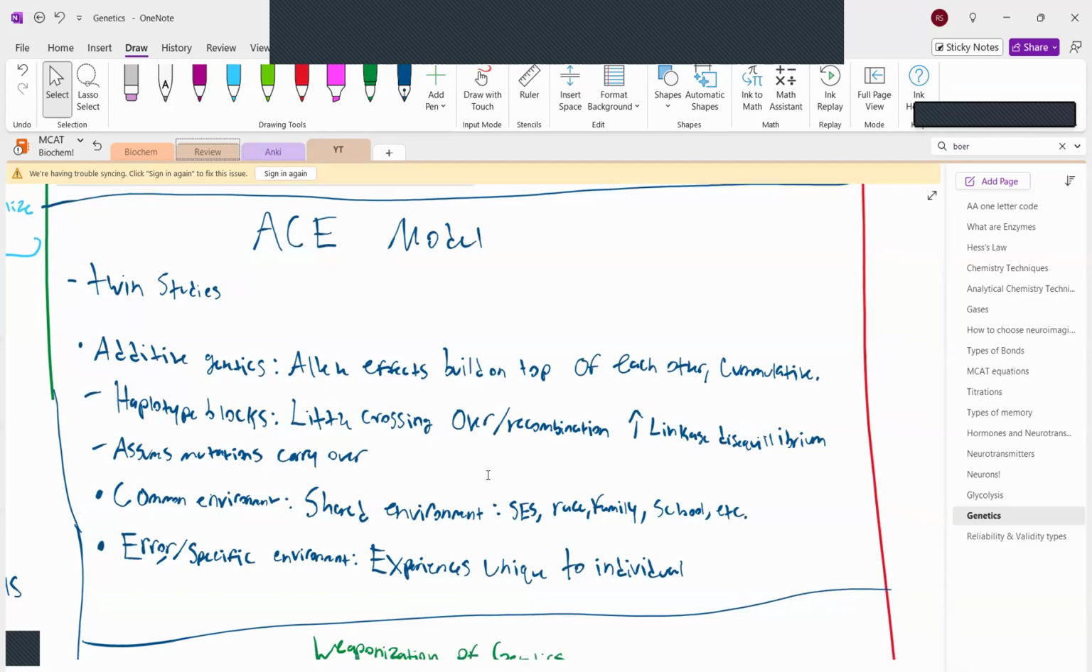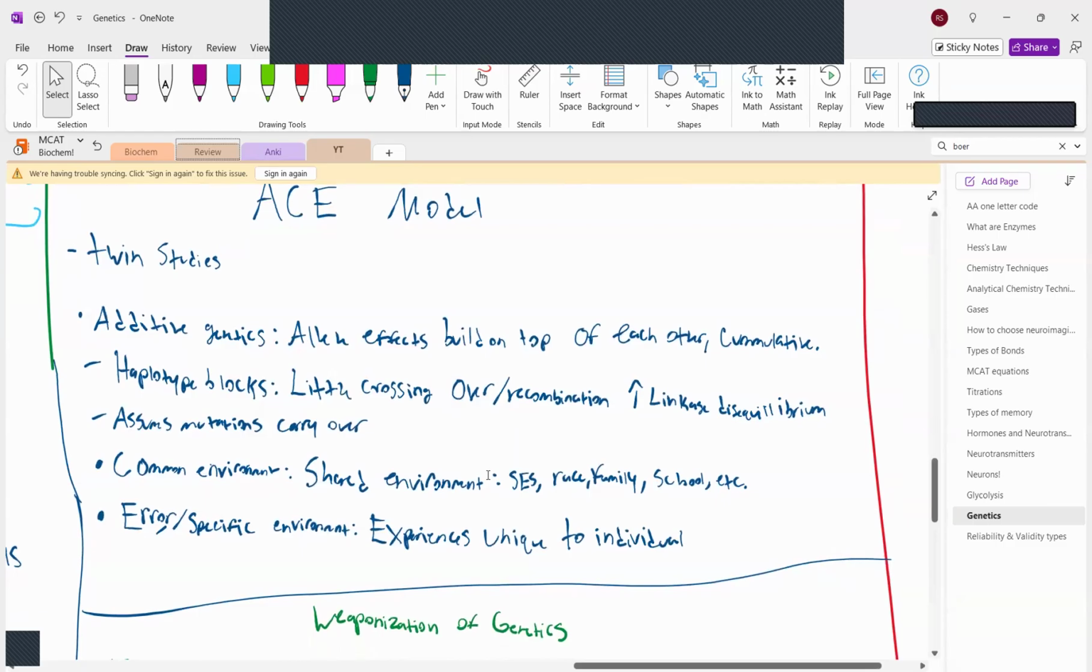And then the E is for error. This is the only one that's specific to that individual themselves. So it's when you have unique experiences. For example, that twin probably has some different friends than the other one. Or maybe they'll go to different colleges and then get married to different people.